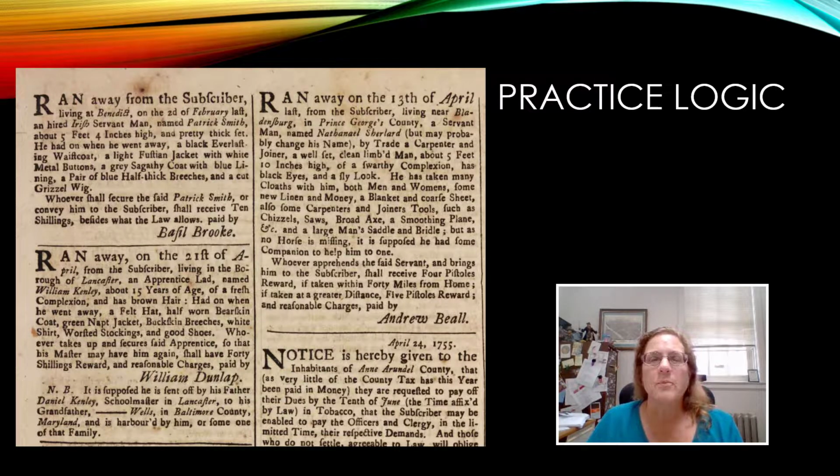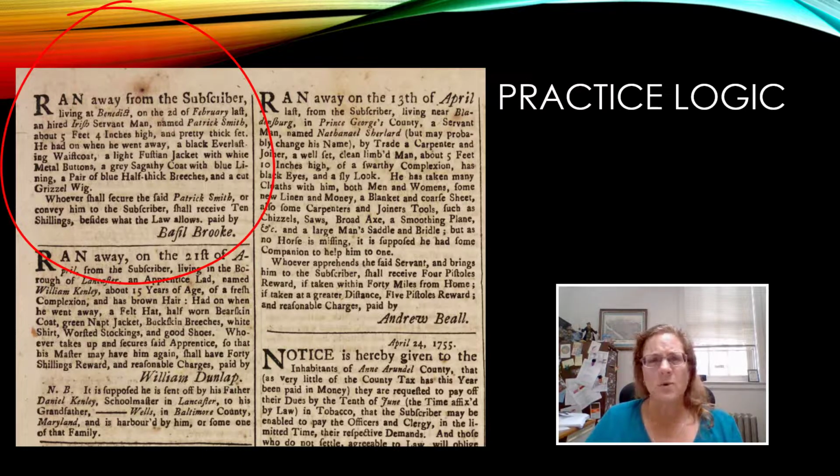We're going to do a practice logic together based on a document that you've had in Moodle. You may have looked at it already, you may not, it's fine either way. This is a page of classified advertisements from a newspaper in Maryland in 1755, and we're going to start with the one in the top left corner.